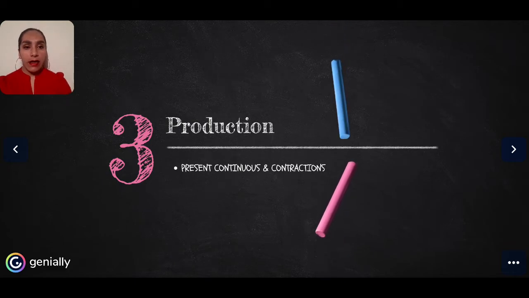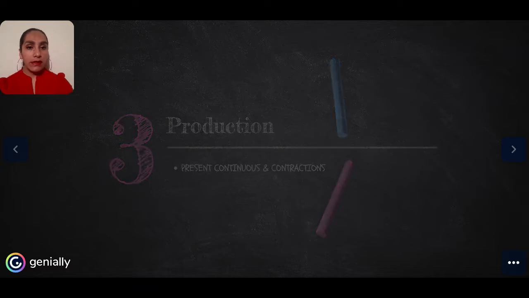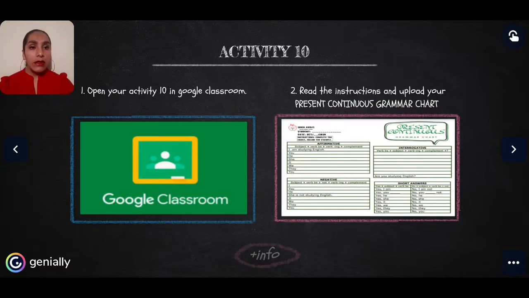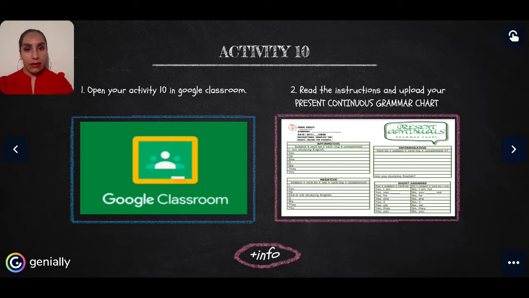So this is the stage number 3, the production. So it's your turn to create something. Es su turno para crear algo. These are the instructions. This is the last activity of this partial. Es su última actividad del parcial, activity 10. So these are the instructions.